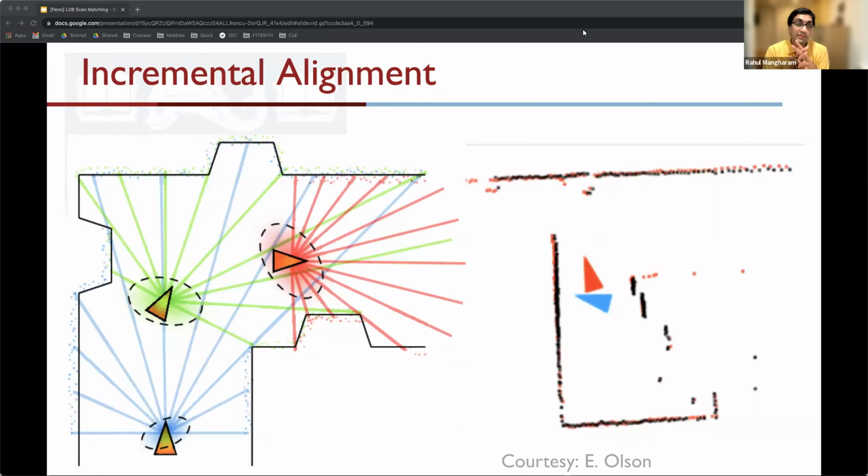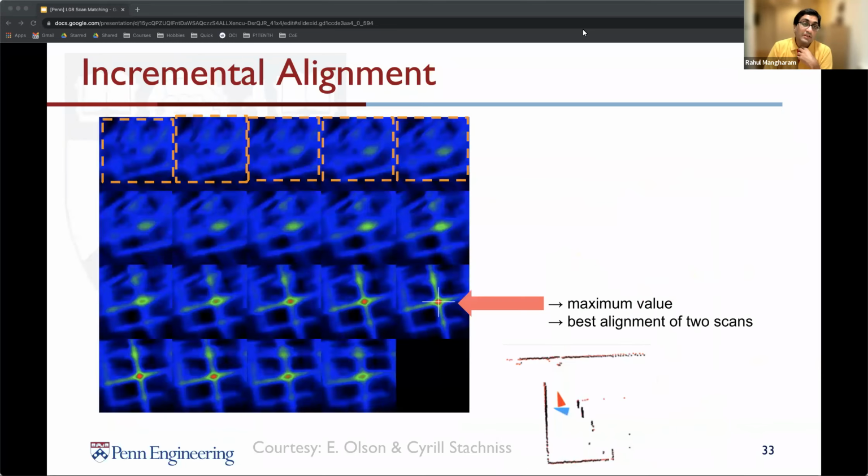So let's take a look at this illustration over here. On the left, we show a robot taking successive scans as it moves through the world. On the right, we have two poses of the robot, each with its associated scan. Our goal is to align these two scans so they have maximum overlap. So one way to search for the best overlap is to do it exhaustively by incremental alignment.